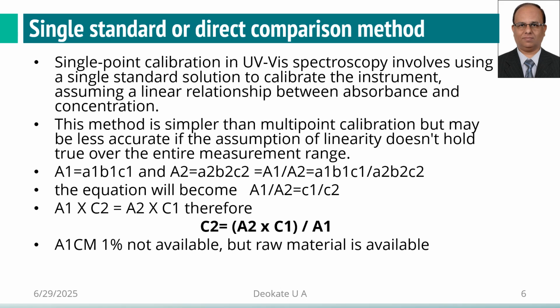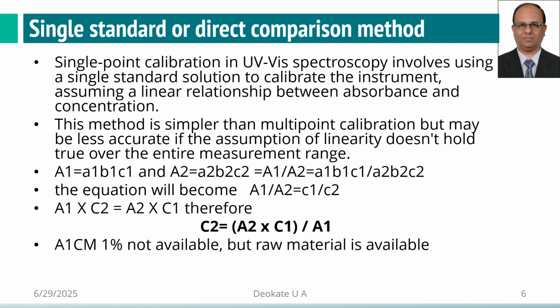So, we can write this equation as A1 upon A2 equals A1, B1, C1 upon A2, B2, C2. Now we know that for the sample and standard, we are using the same cuvettes and the same procedures. So the absorptivity values and the path length remain constant, so they will get deleted from the equation. So the modified equation will be A1 upon A2 equals C1 upon C2.